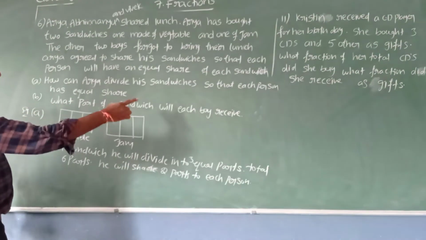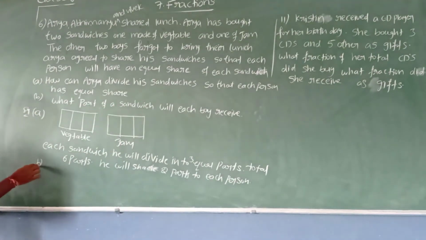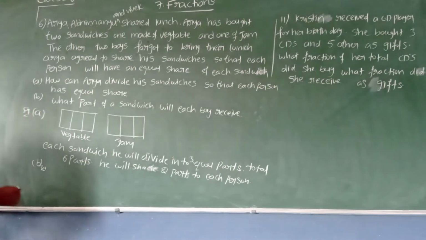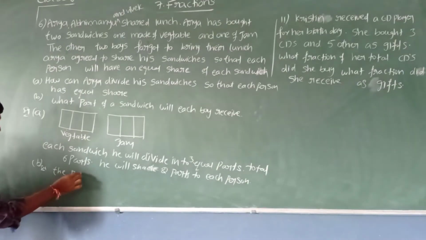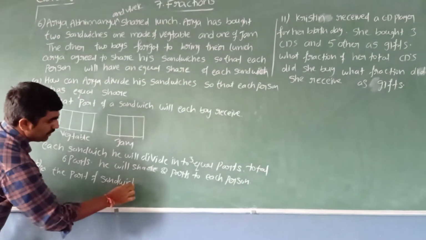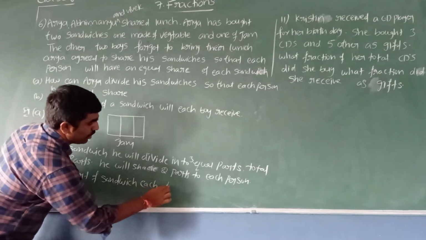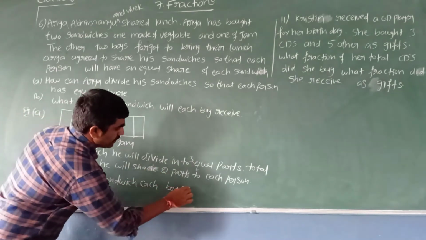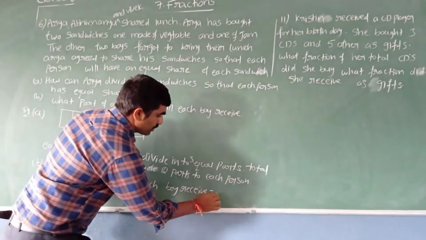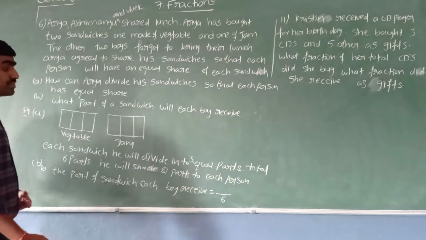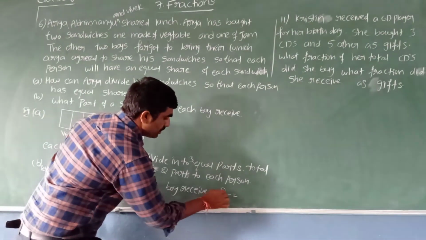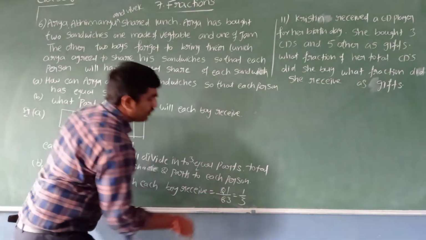What part of the sandwich will each boy receive? So here you can write the part of the sandwich each boy will receive. See, in total we are dividing into how many parts? Total we are dividing into 6 parts. For each we are going to share how many? 2 we can share. So we can simplify this: 2 by 6 is equal to 1/3.